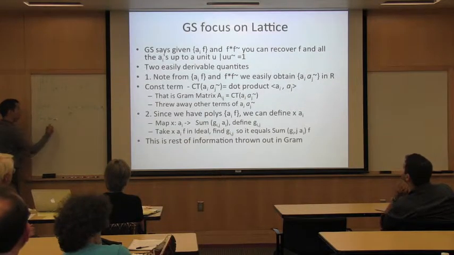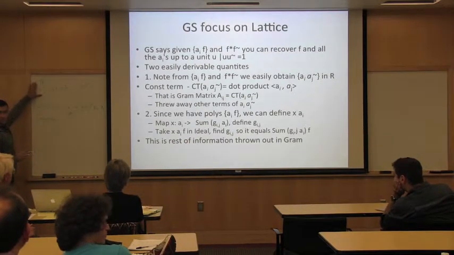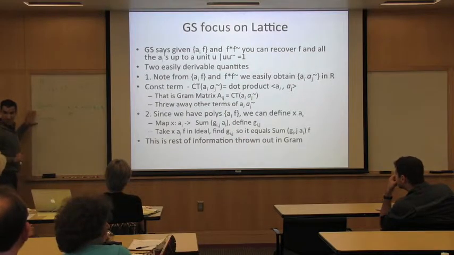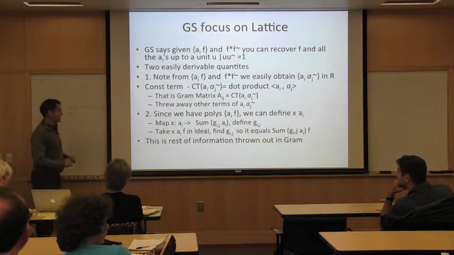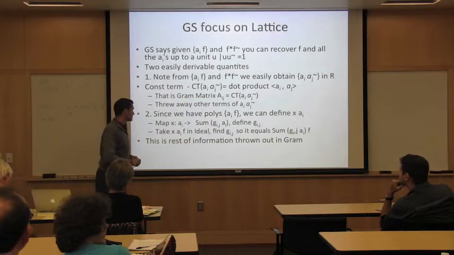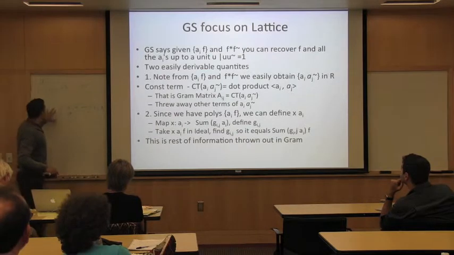So you can think that the data in our theorem is the same data of a Gram matrix and data for a group action. Okay? So I'm trying to give a warm-up for what's coming. So these are two easily derivable quantities.